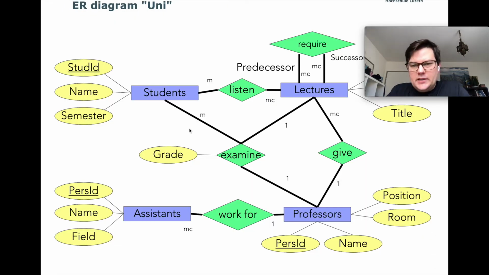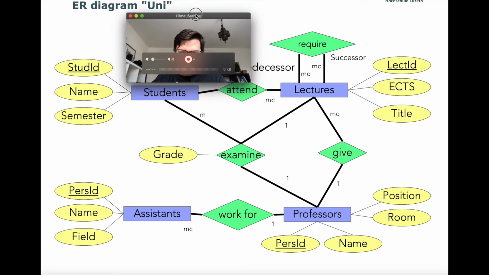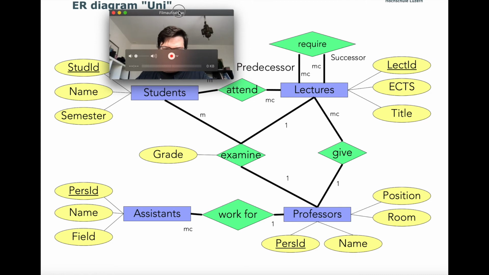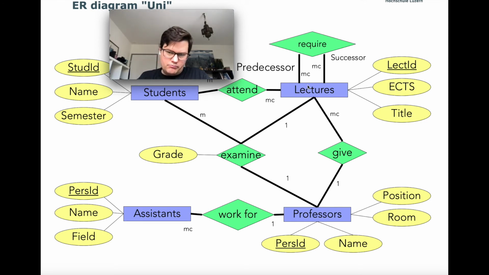So what kind of data is there in this database server? This is the data structure that is in this database server. We have students who attend lectures, example students who attend example lectures, professors that give lectures, and there are also examinations with grades.